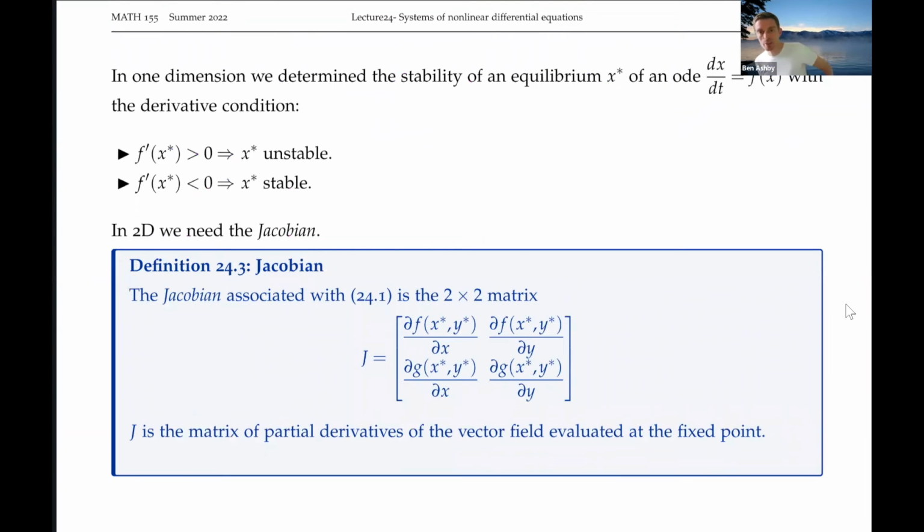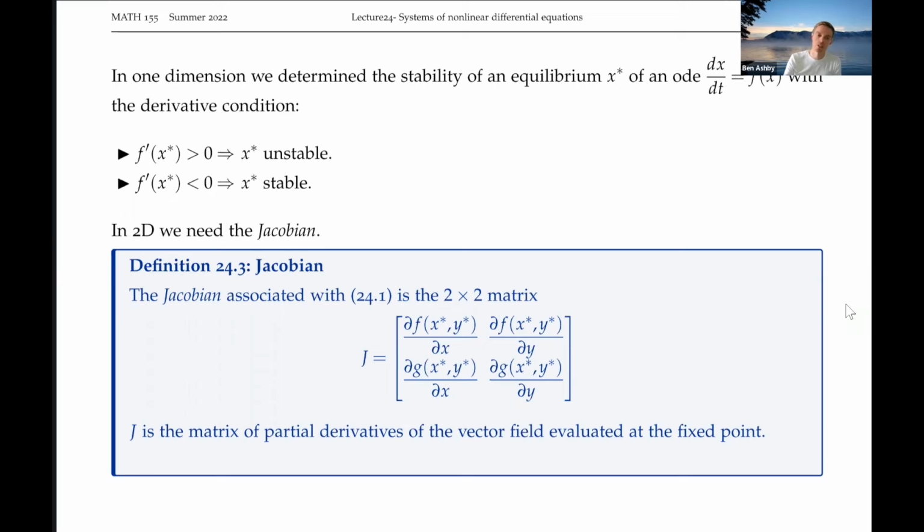Well, in one dimension, we looked at the sign of our derivative at the equilibrium. So if we had dx/dt equal to f(x), we would work out f'(x) and set x equal to x star. And if this was positive, then we had an unstable equilibrium. And if it was less than 0, we had a stable equilibrium.